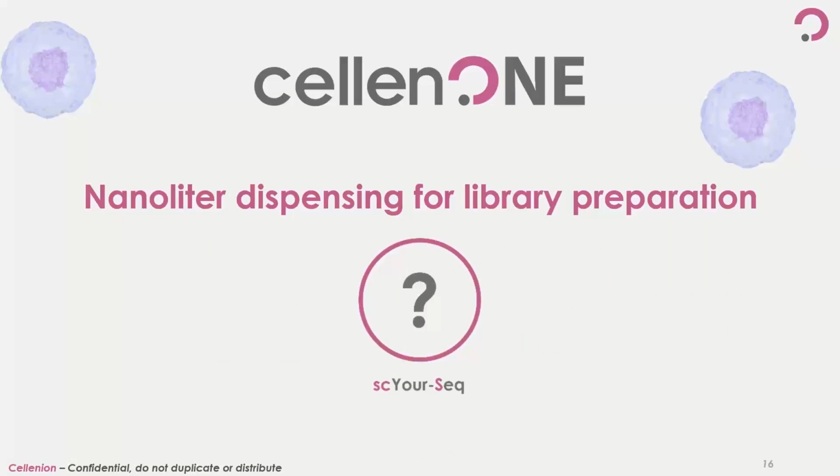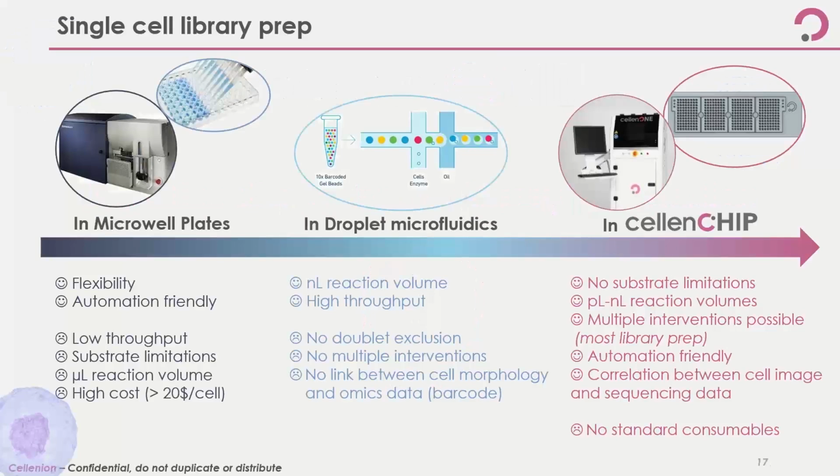So now I will speak to you about how we can use the CellenONE to achieve nanoliter dispensing for library preparation. Before, as you know, library preparations are done using the FACS to isolate single cells and then well plates to do the library preparation. This has advantages because it's very flexible and it can be automated, but it's also low throughput, has a lot of substrate limitation, and the reaction volumes are quite high because they cannot be less than a microliter. So every single preparation is quite costly, because it's more than $100 per cell.